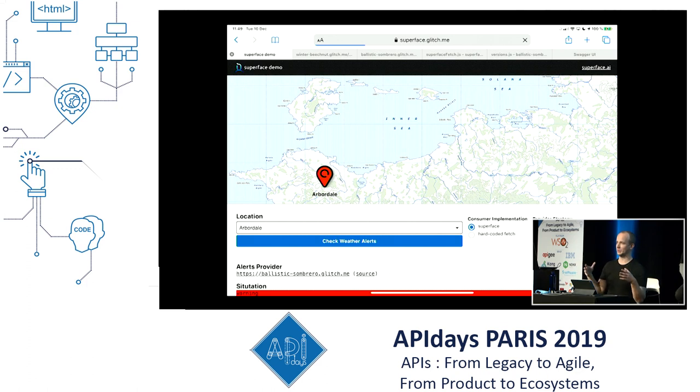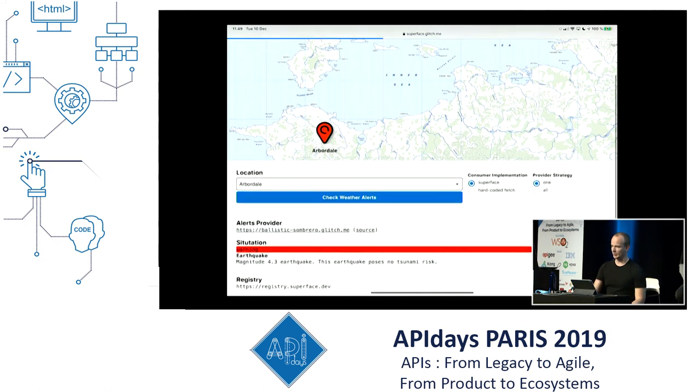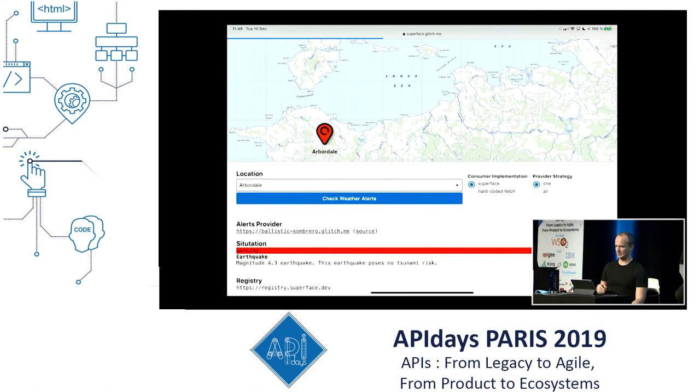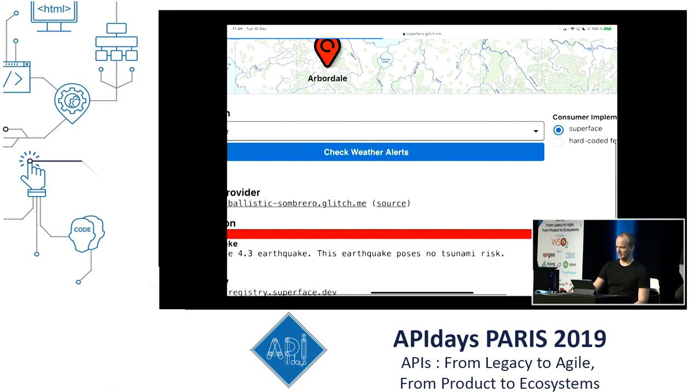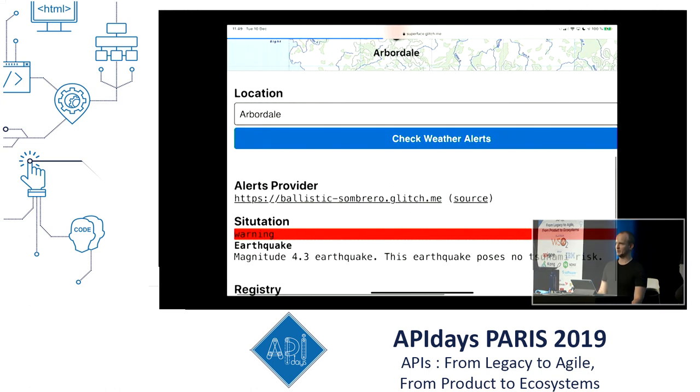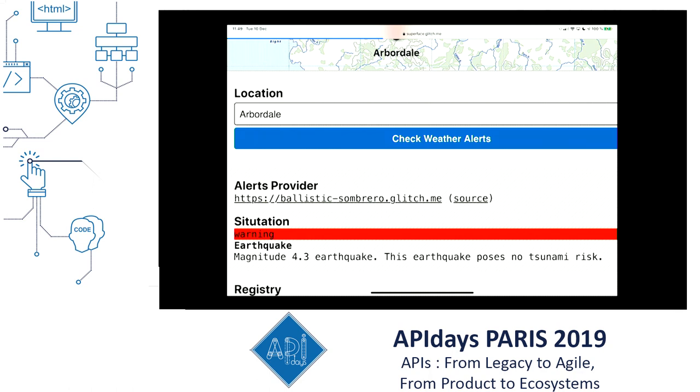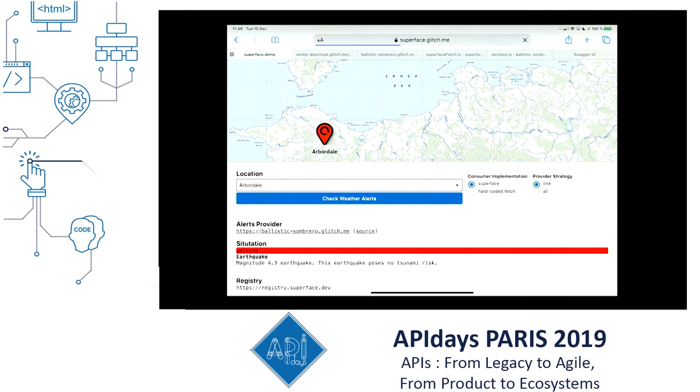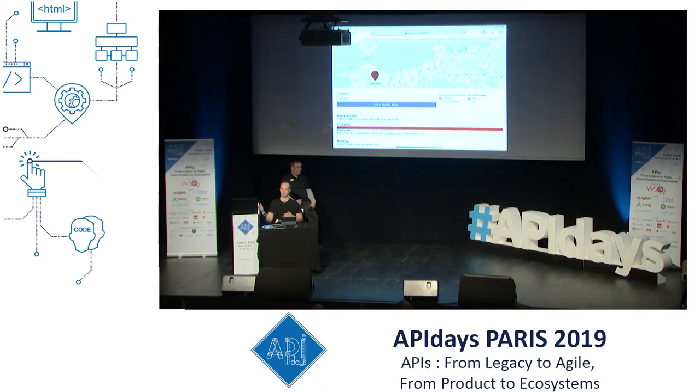I did not redeploy the client. The client is still as it was. It was never deployed. The code was never changed. And as you can see, I'm already getting the information about earthquakes at Arbordale. And this time, I'm back to this ballistic sombrero service, which is the original provider. So here, my client was able to overcome some hiccups of the provider using some other providers within the same domain, but maybe quite different API that was available.